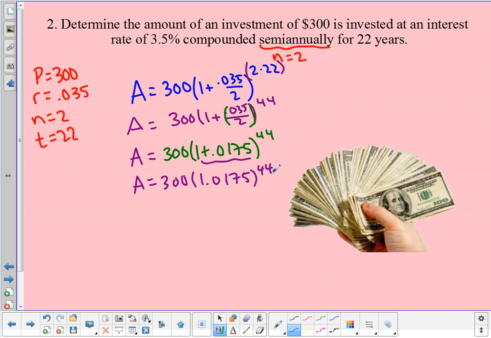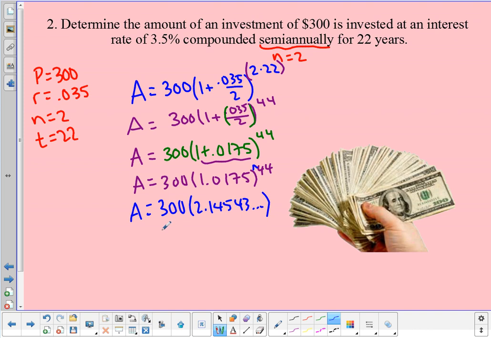Then again, do not hit clear. You don't want to hit clear. The next thing I have to do is take the power. Powers come before multiplication, so I have to do this thing inside parentheses, raised to the 44th power. So with my answer, I'm going to leave my answer on my screen, just hit the caret key and type in 44th power, hit enter. So 300, and then inside now I have 2.14543 and so on and so forth.